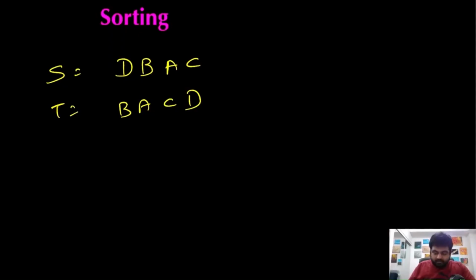A better way to solve this problem is to sort the given string s and the given string t. Once we do that, we will get sorted strings, and then all we have to do is compare these two sorted strings, because if they are anagrams of each other, they should be exactly the same.